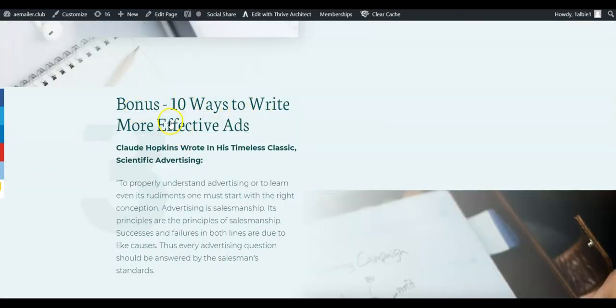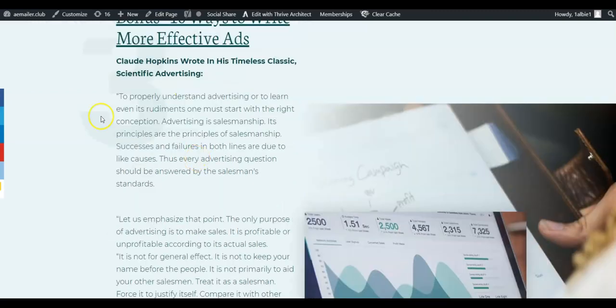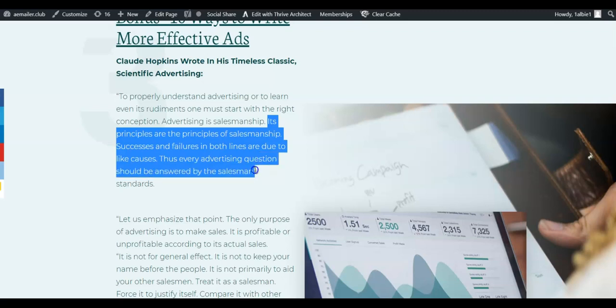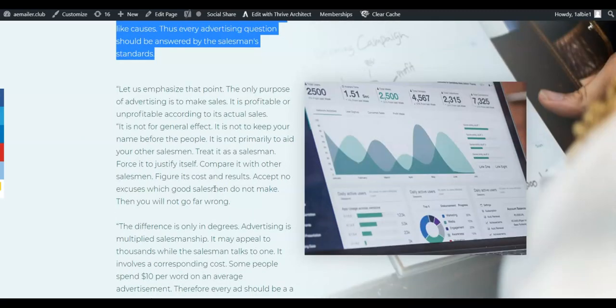bonus 10 ways to write more effective ads. All right, so let's start. To properly understand advertising or to learn even its rudiments, one must start with the right conception. Advertising is salesmanship. Its principles are the principles of salesmanship. Success and failures in both lines are due to like causes. Thus, every advertising question should be answered by the salesman's standards.